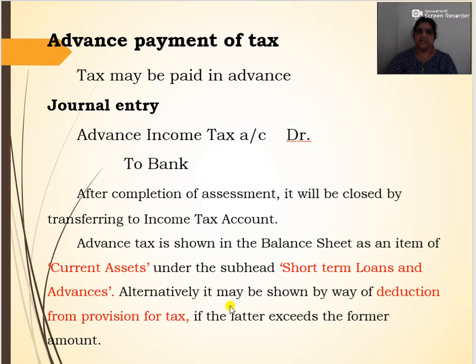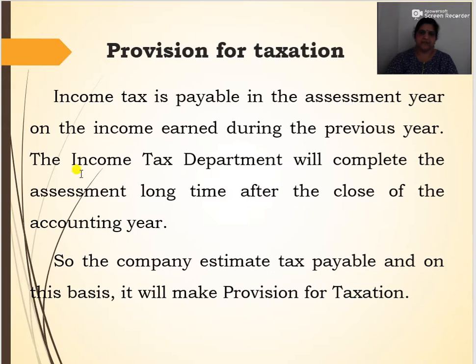Now alternatively, it may be shown by way of deduction from provision for tax if the latter exceeds the former amount. Okay, so this is the second adjustment, that is advance payment of tax. The journal entry is advance income tax account debtor to bank, and regarding the accounting treatment, it is shown under the head current assets under the subhead short-term loans and advances.